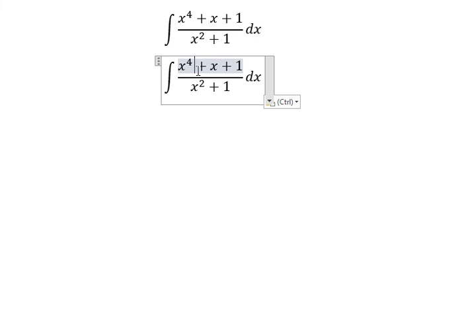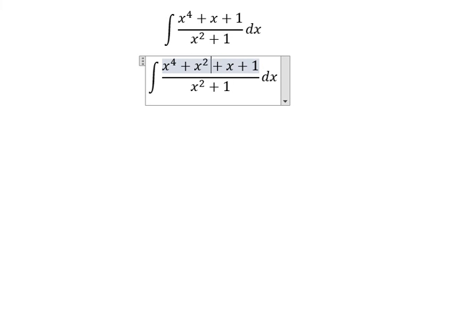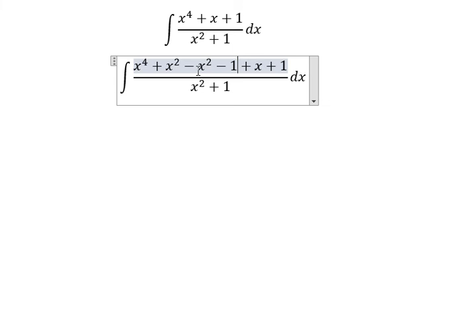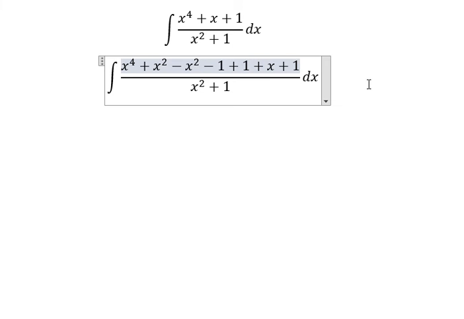Question number 2. In this situation, I will add s squared. Later we need to subtract s squared. Later we need to have negative number 1. Later we need to add number 1. Because I want to create the factor to divide by s squared plus 1 in here.